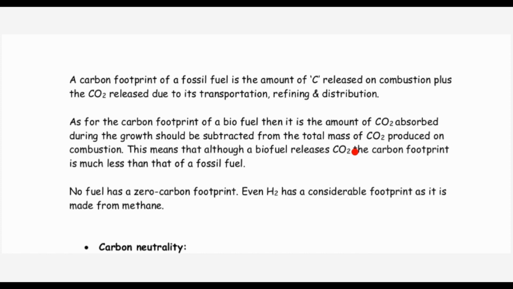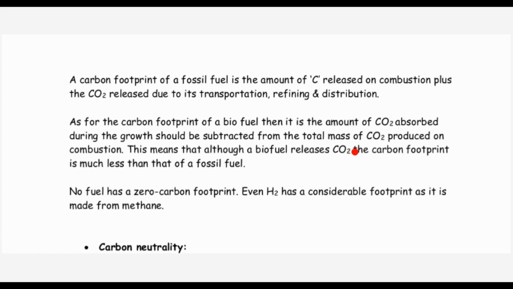Rather, we have to consider the carbon produced during the transportation, the extraction process, the reformation process, refining, cracking, distribution, all those, right, from beginning till the end. The amount of carbon released should be calculated when you calculate the carbon footprint of a fuel, right?